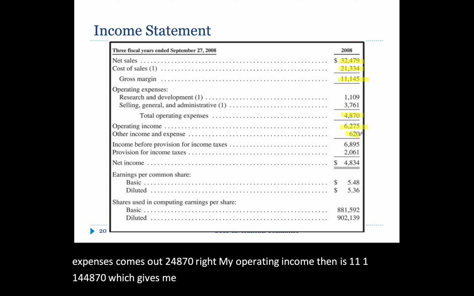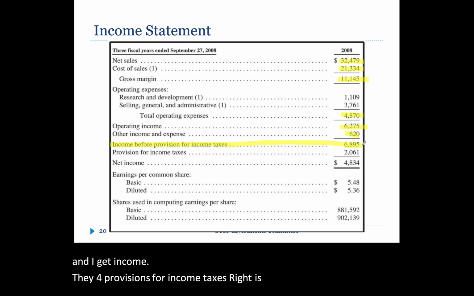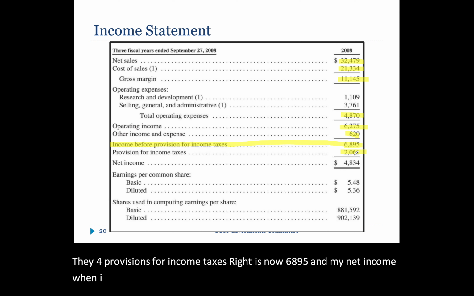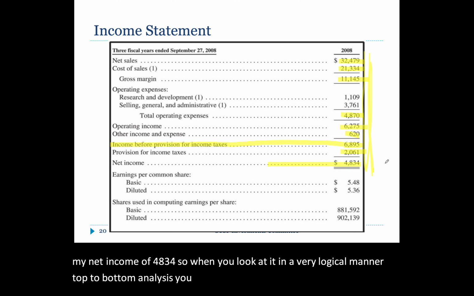I remove the other operating expenses and I get income before provisions for income taxes. Right? Is now 6,895. And my net income, when I provision for income tax, I'm removing my projected income tax, is my net income of 4,834. So when you look at it in a very logical manner, top to bottom analysis, you see a bottom line net income. This makes a lot more sense.